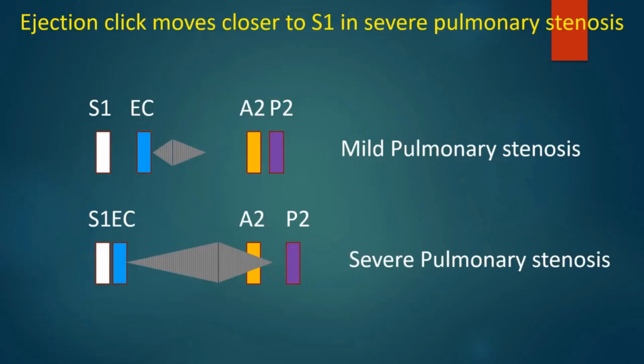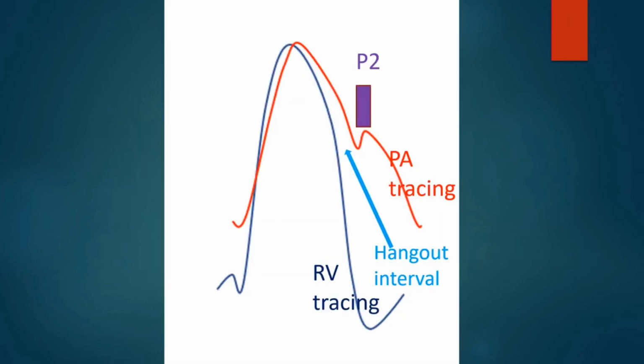Pulmonary ejection clicks become closer to the first heart sound as the severity of pulmonary stenosis increases. It is the only right-sided event which becomes more prominent in expiration. The phasic nature is due to changes in the pulmonary hangout interval. Hangout interval is the time delay for closure of the pulmonary valve after the crossover of pulmonary and right ventricular pressure tracings. Longer hangout interval of the pulmonary valve than the aortic valve is due to lower resistance of the pulmonary circulation.